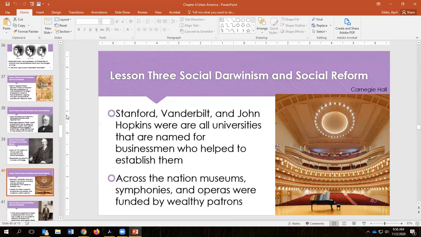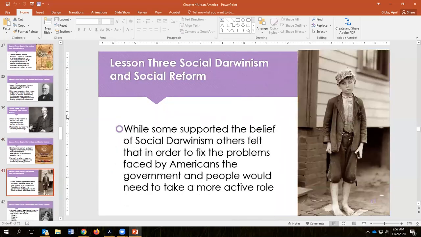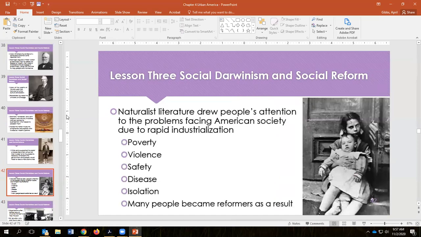Stanford, Vanderbilt, and Johns Hopkins were all universities that are named for businessmen who helped to establish them. Across the nation, museums, symphonies, and operas were funded by wealthy patrons. While some supported the belief of social Darwinism, others felt that in order to fix the problems faced by Americans, the government and people would need to take a more active role.